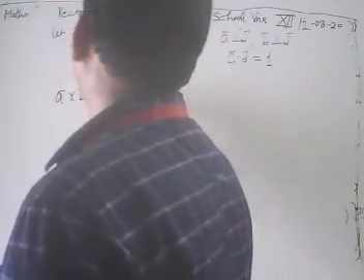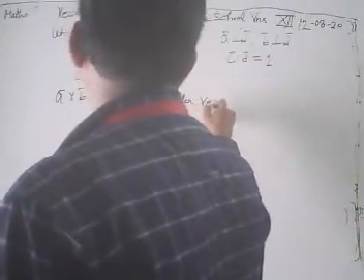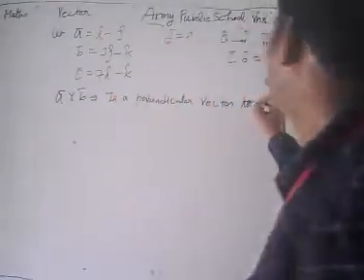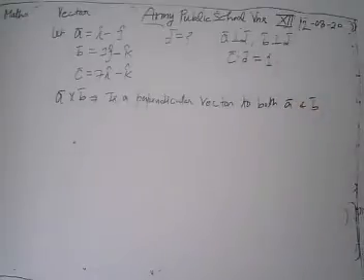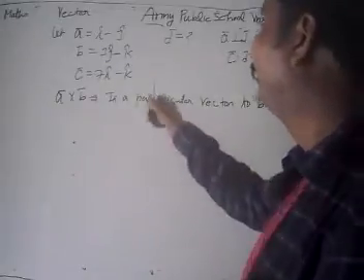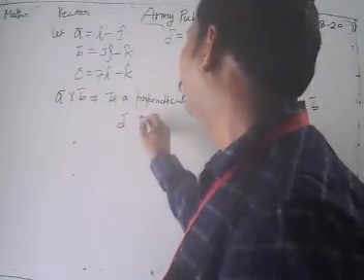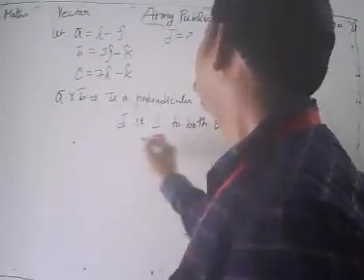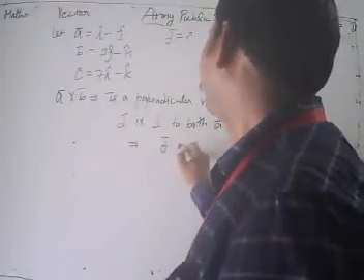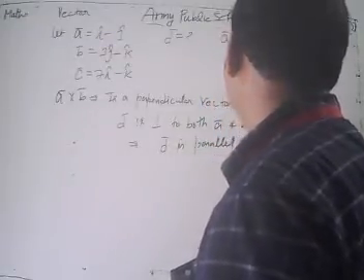Is a perpendicular vector to both vector A and vector B. We know that our vector cross product A cross B is perpendicular to both vector A and B. Now it's given that our vector D is perpendicular to both A and B. This implies our vector D is parallel to vector A cross B.